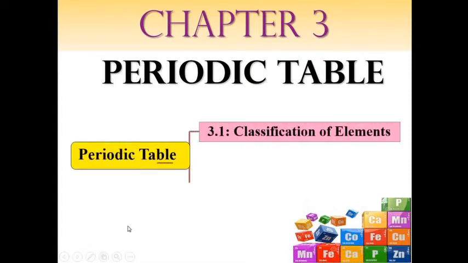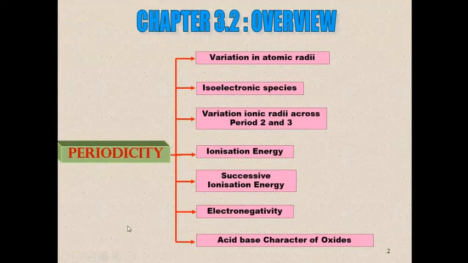We look at 3.2, periodicity. Let's look at the overview for this subtopic. We have variation in atomic radii, isoelectronic species, variation in ionic radii across period 2 and 3, ionization energy, successive ionization energy, electronegativity, and acid-base character of oxide.